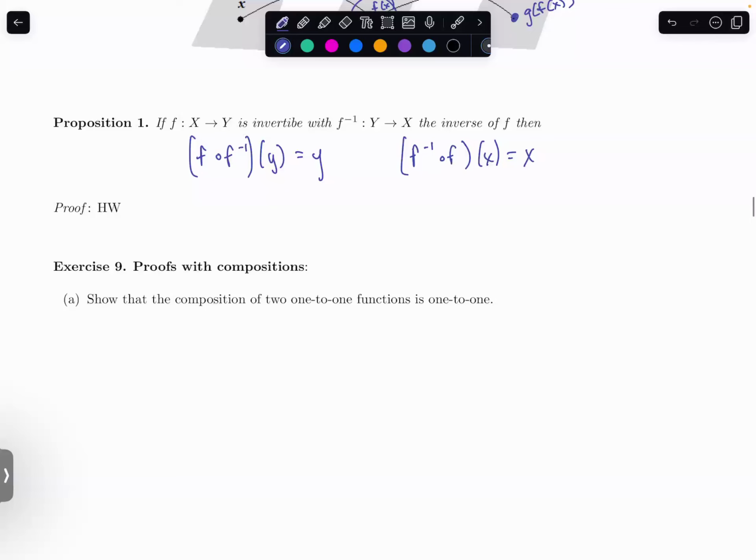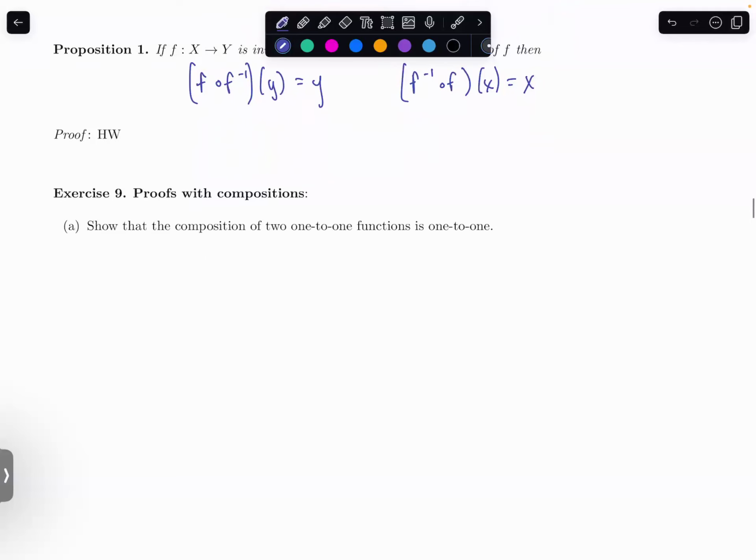Okay, so we are going to do this exercise 9. We're going to show that the composition of two one-to-one functions is one-to-one. So this is kind of fun. I'm going to do some scratch work to set this up.